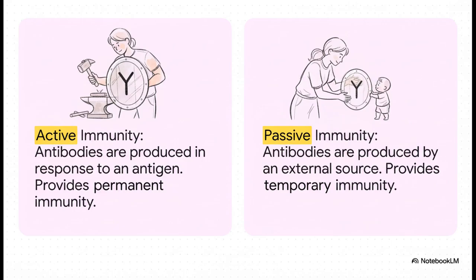And that leads right into this. How do we get that immunity? Well, you can either build the army yourself, or you can borrow one. Active immunity, from getting sick or getting a vaccine, is your body doing the hard work to build its own permanent army of antibodies. Passive immunity, like what a baby gets through the placenta, is more like a temporary loan of somebody else's army. It's super helpful, but it doesn't last.